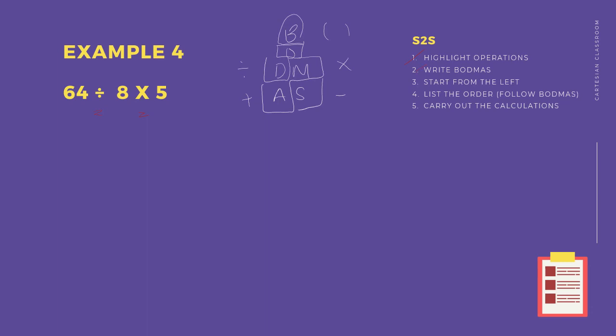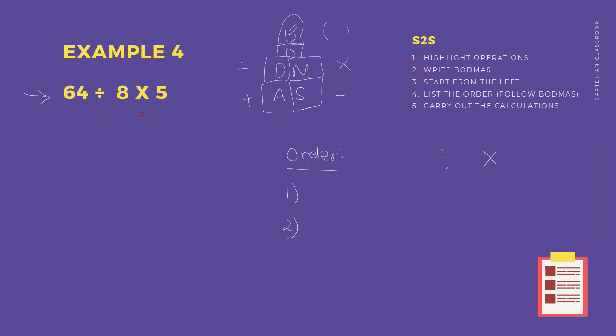Step 3, start from the left. So you're just gonna write down the arrow from the left, which is very important. So that is step 3. Step 4, list out the order, follow BODMAS. So order. We have division and we have multiplication.